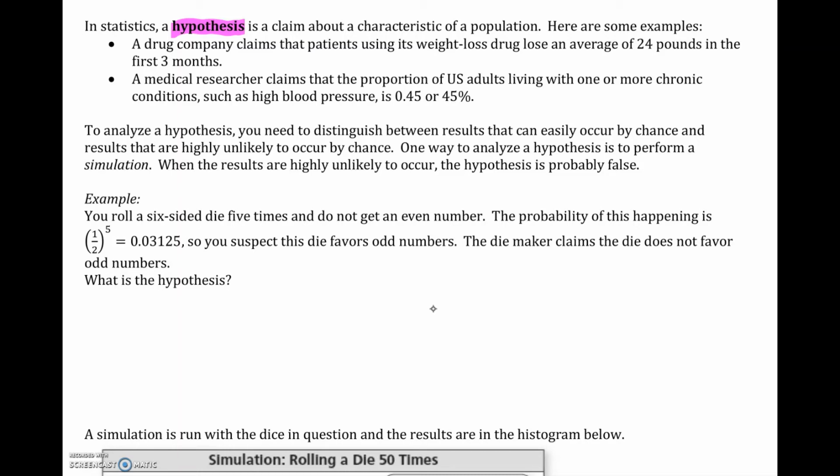In order to analyze the hypothesis, we have to be able to tell between results that could be coincidental, happen by chance, or results that are really unlikely to happen by chance, and were probably happening because of some reason. One way we can analyze a hypothesis is to perform what we call a simulation. It's basically kind of like an experiment. And when the results are highly unlikely to recur, the hypothesis is probably false. So we're going to run a simulation to basically test a hypothesis.